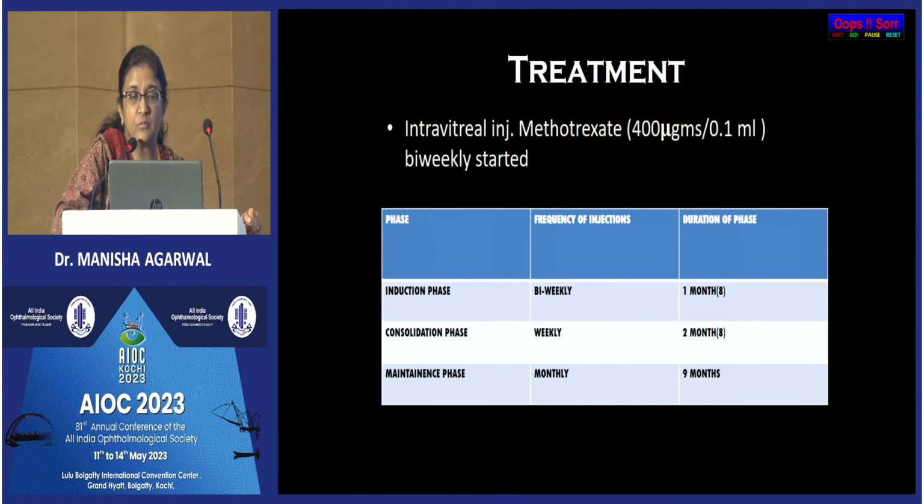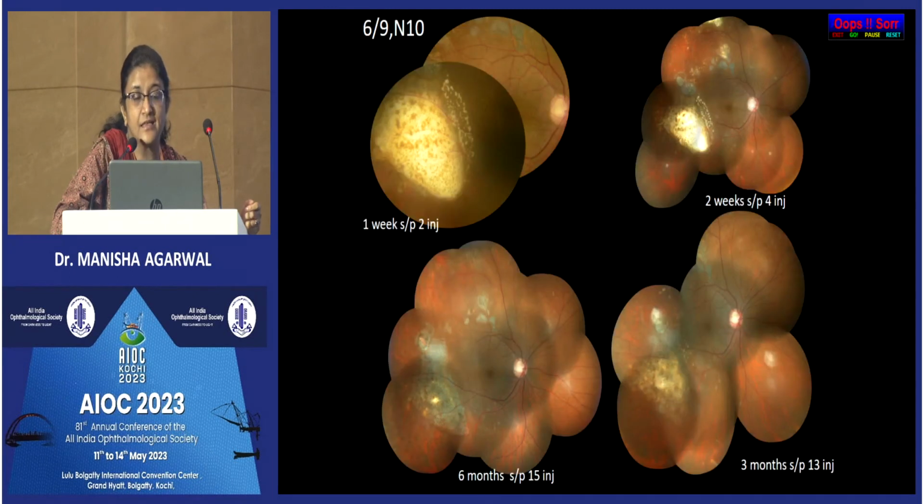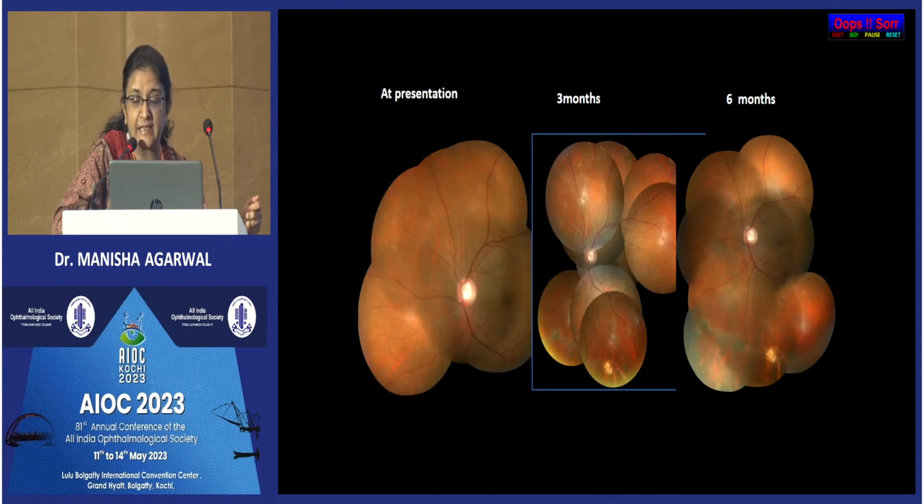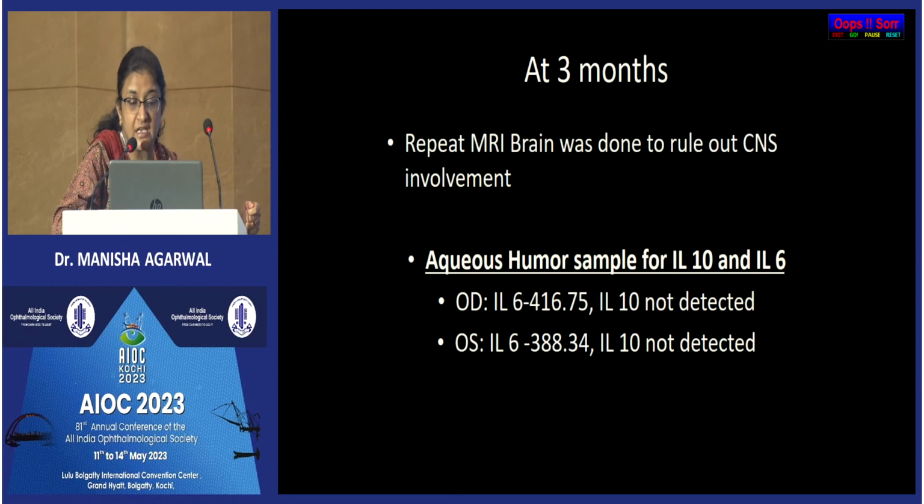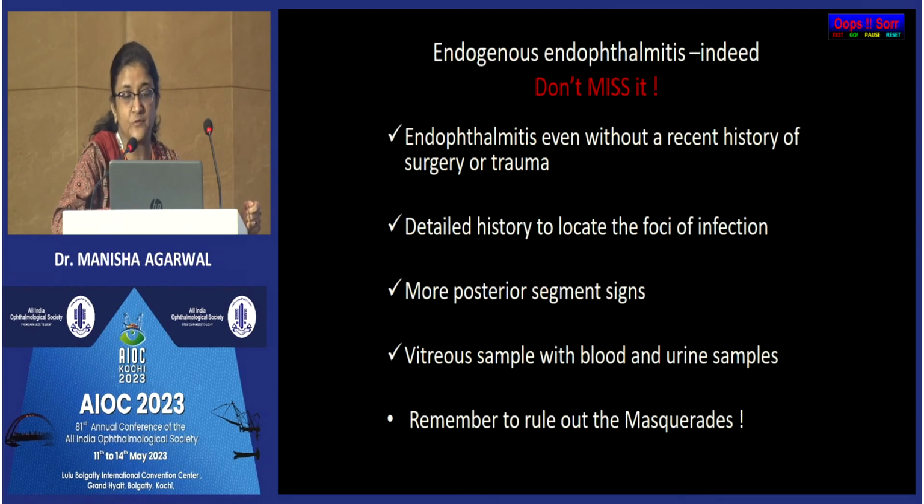The patient did undergo multiple intravitreal injections of methotrexate, which were started biweekly. And this is the timeline of the patient, where you find that the patient has responded beautifully to the intravitreal methotrexate injections, which were given in the right eye. And this is the left eye, where again we find that the patient has really responded. We also subjected the aqueous humor sample to IL-10 and IL-6. And apparently, after having undergone the treatment, the IL-10 was not detected, which showed that the patient had responded beautifully to the treatment.